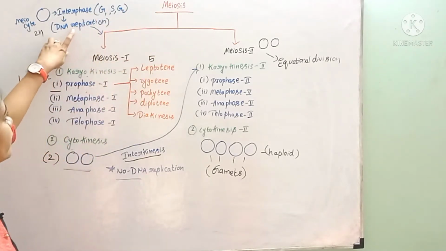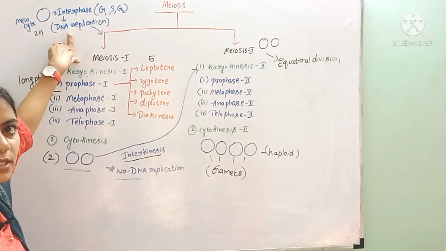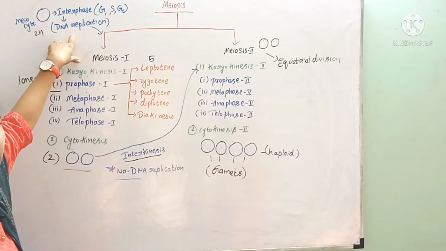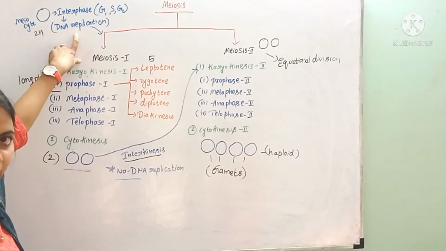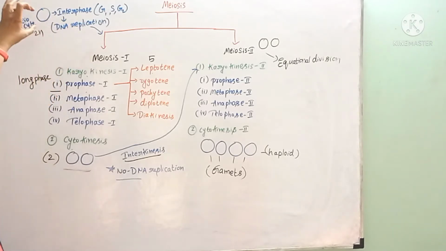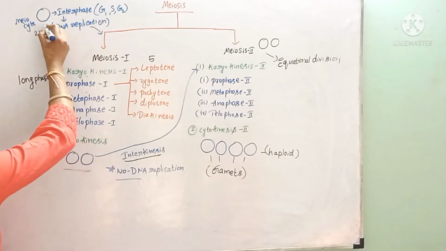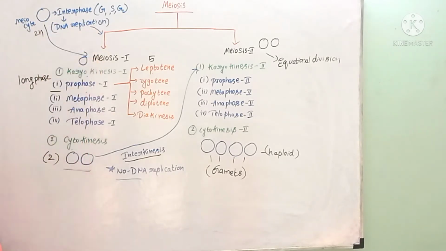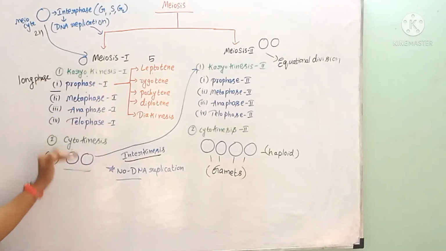In the G1 phase, S phase and G2 phase, the size of the cell increases. It prepares the components required for the cell division, that is the next coming M phase, and DNA replication also occurs. So initially DNA replication occurs, and then the cell enters into meiosis 1. Here meiosis 1 is divided into two phases.